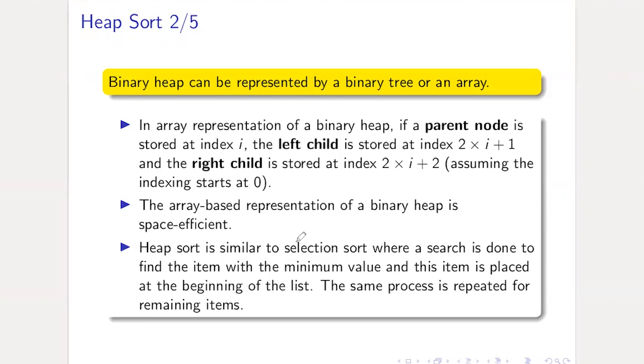Heap sort has quite a big similarity to selection sort, in that we first try to find the minimum value and then shift it to the beginning of the list.